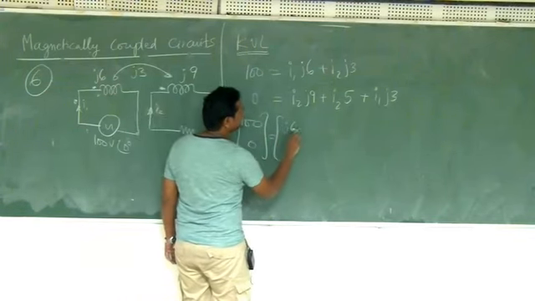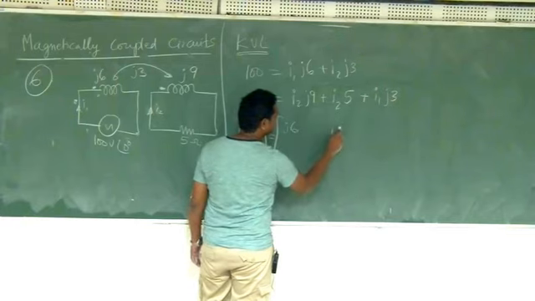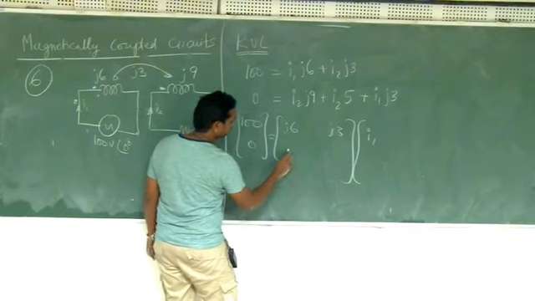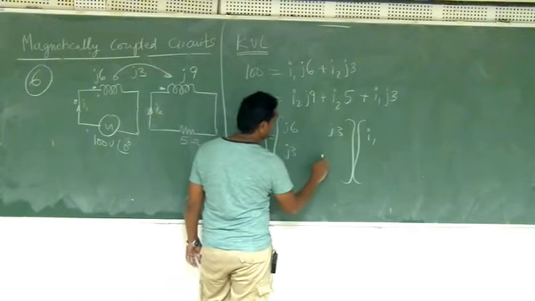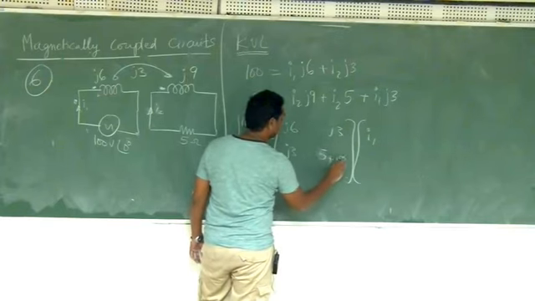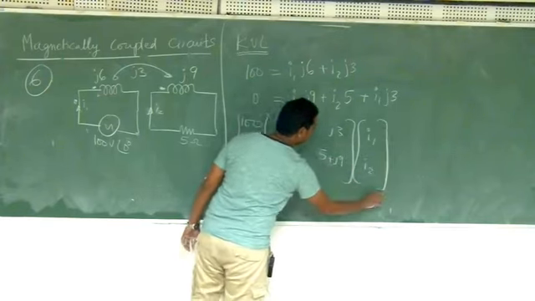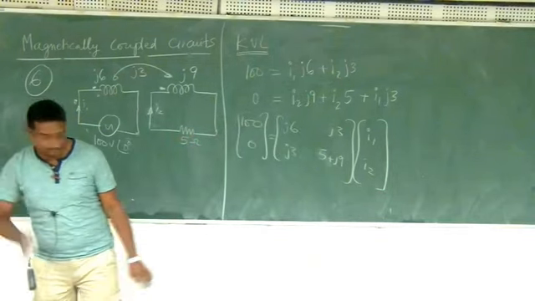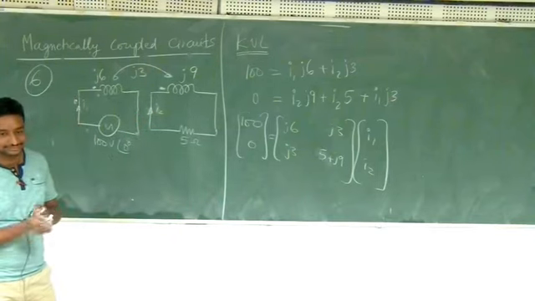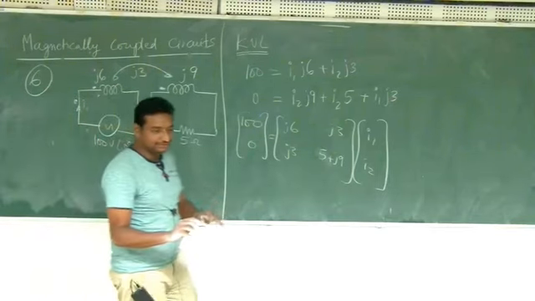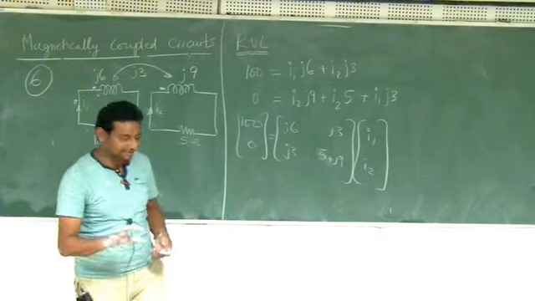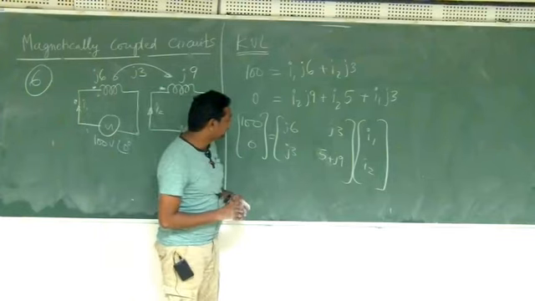So I have 100 and 0 is equal to, here I should be careful with j's. J6 plus j3 multiplied by I1, and here it will be j3, and then here it will be 5 plus j9, I2. Okay, this is a complex matrix. How do you invert a complex matrix? You can use MATLAB or a computer or some way to invert a complex matrix. So it's doable.